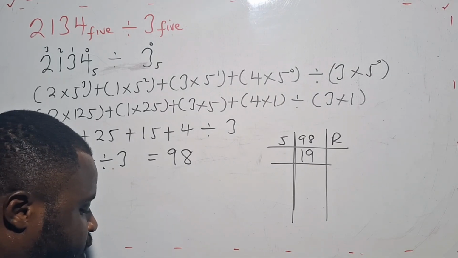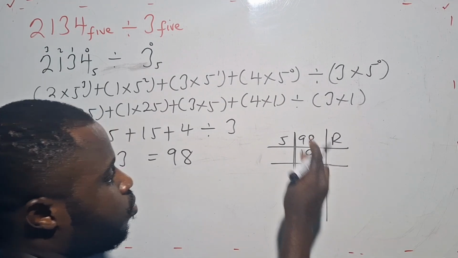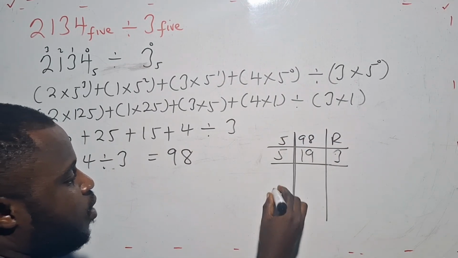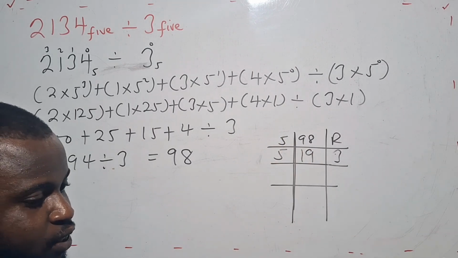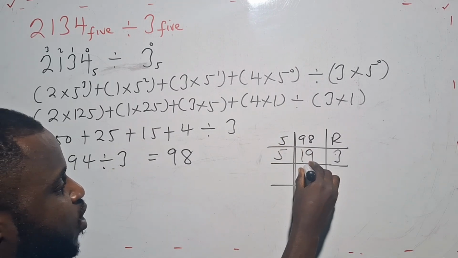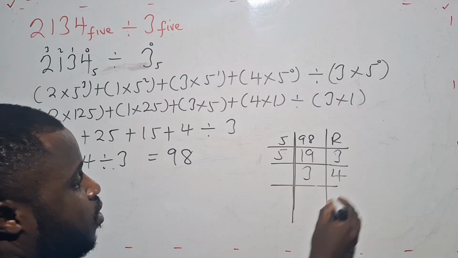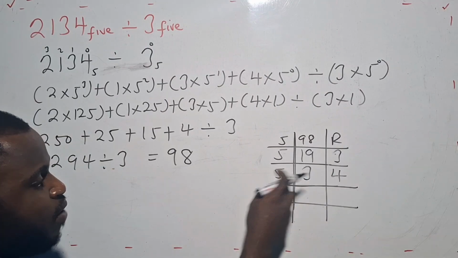Then you multiply 19 by 5. 19 by 5 is 95. So what will be the remainder? Remainder 3. Then how many times will 5 also divide 19? 5 will divide 19 3 times. 5 times 3 is 15. Then this 19, so remainder 4. So 5, since there's a number here, now 5 cannot divide 3.